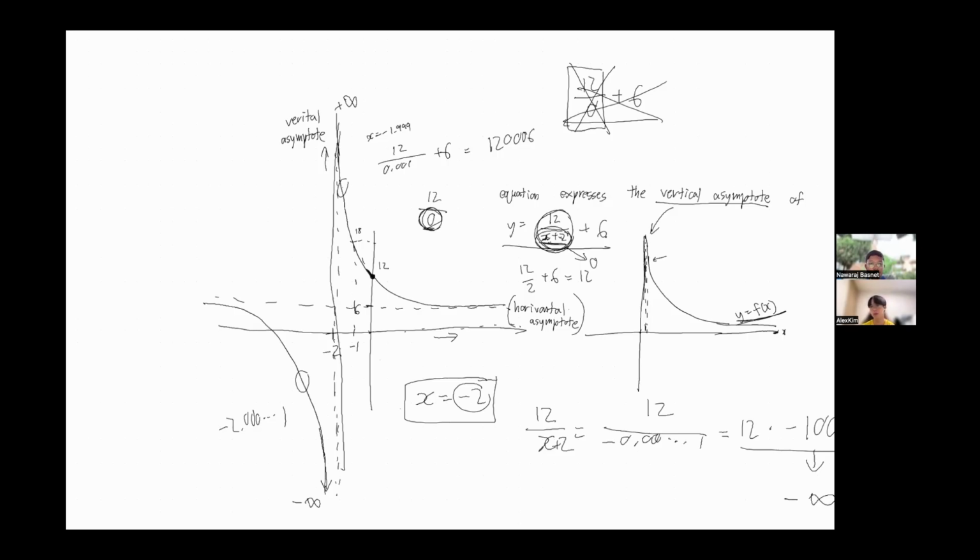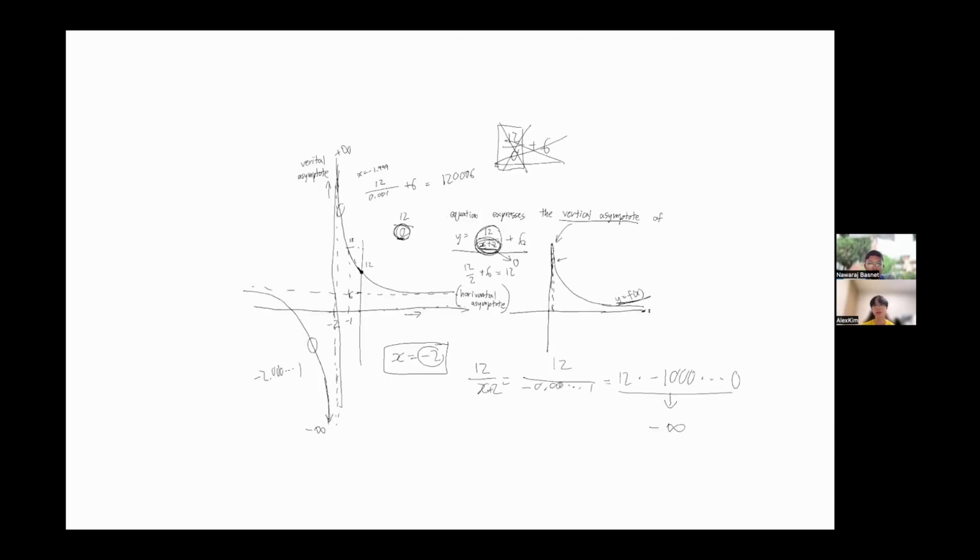So -2 is the asymptote here. Yes, x equals -2, this vertical line. We are finding the vertical line. Got it, sir. So x equals -2 will be the final answer. Do you understand? Okay, so we can move on to the next question.